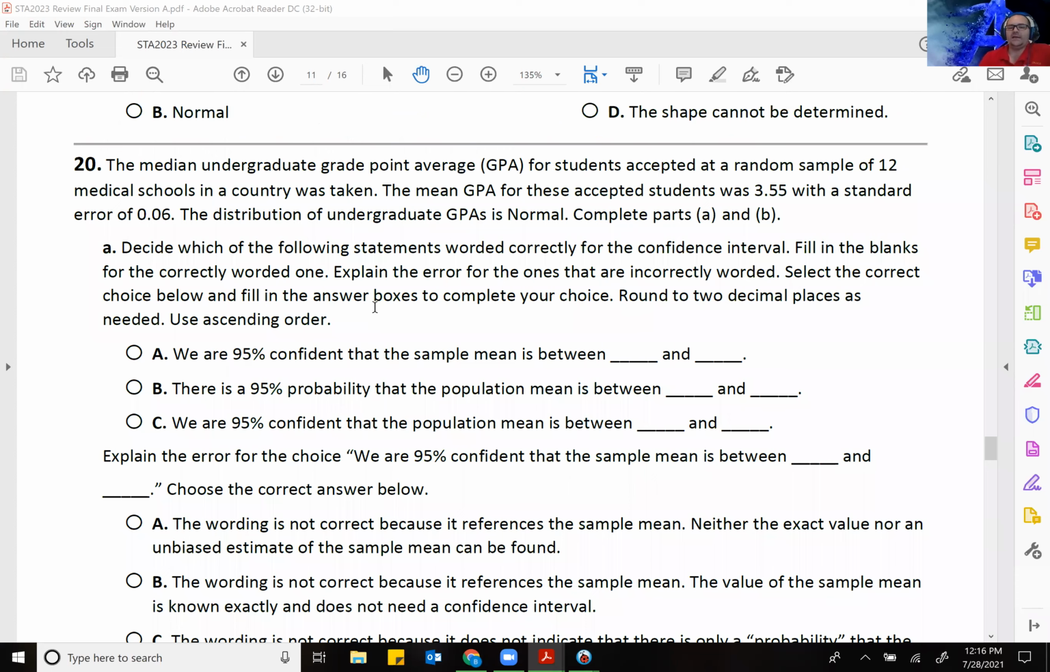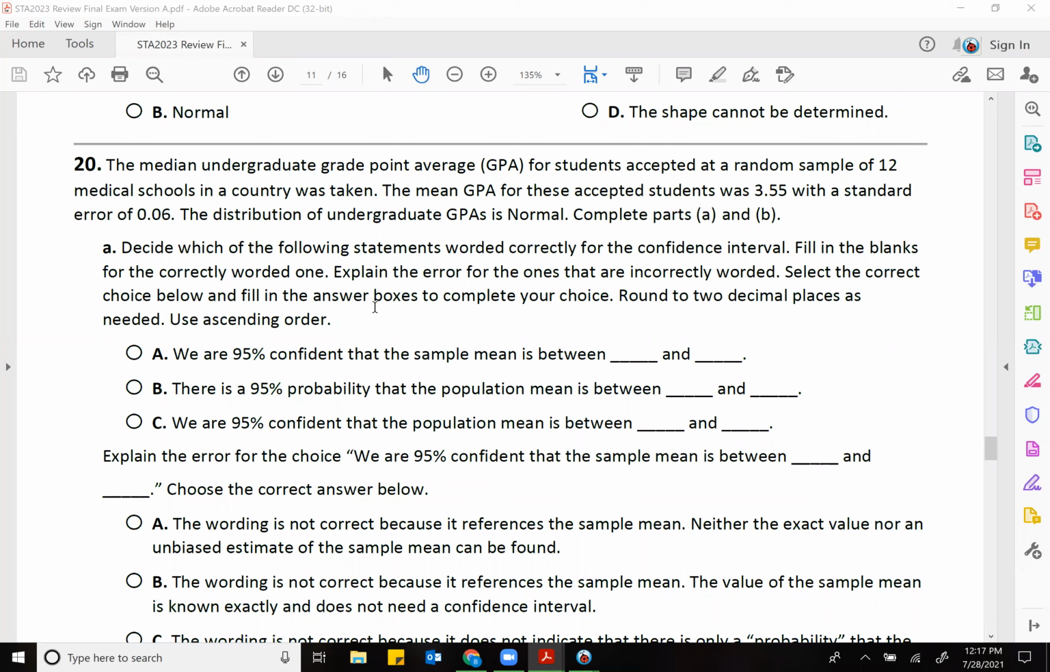So for part A, which one represents the confidence interval? I would say we are 95% confident that the population mean is between blank and blank. You got it. So that is C. We are 95% confident that the population mean is between blank and blank. So what are the blanks? Don't we have to do calculations on StatCrunch? Or do we just take the standard deviation with the mean? You have everything you need.